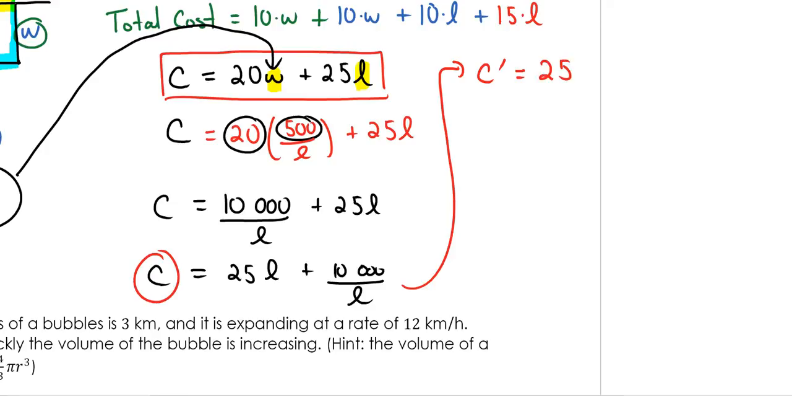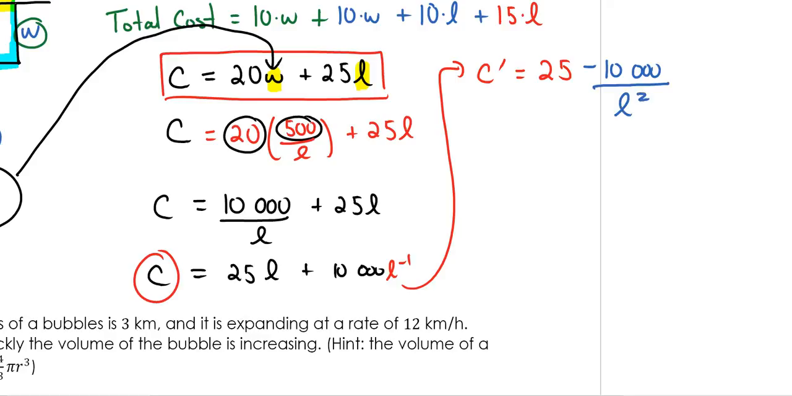Now this L right here, we can replace as L to the power of minus 1, and then if I take its derivative, it's going to be negative 10,000 L to the power of minus 2. And if I want, I can delete this L to the minus 2 here, and I can write that as negative 10,000 divided by L squared.